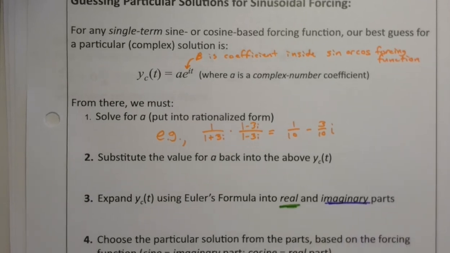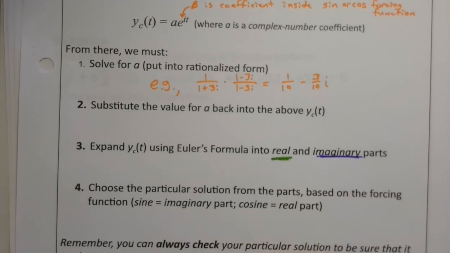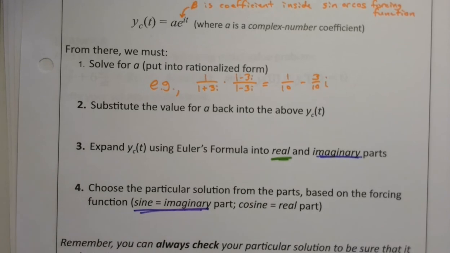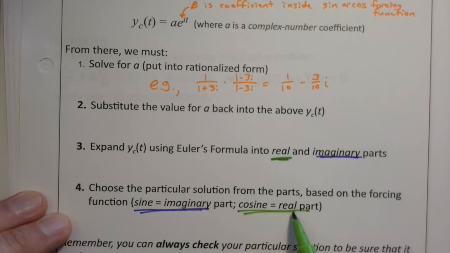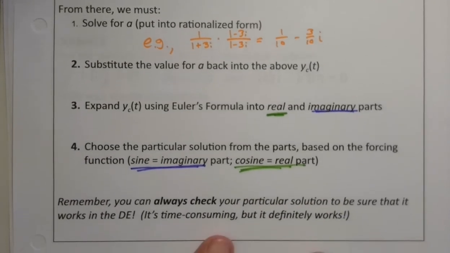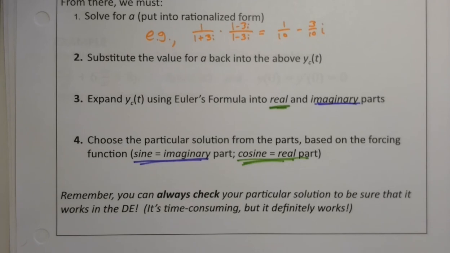And whichever one you care about is based on your particular situation. For example, sine has to do with the imaginary part. A sine forcing function would be the imaginary, and a cosine would be the real part. So depending on what kind of forcing function you have, you can always decide which part of your solution to pay attention to. And down at the bottom, remember, you can always check your particular solution to be sure that it works. It's time consuming to do the check. Some of these get pretty complicated, but it definitely works.